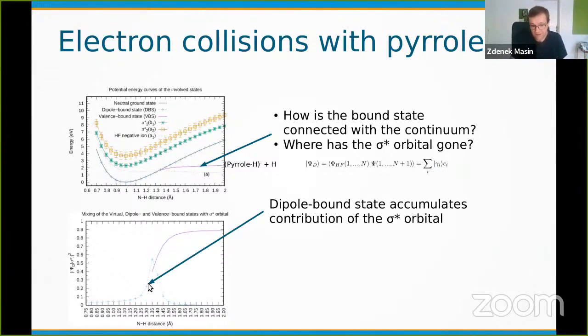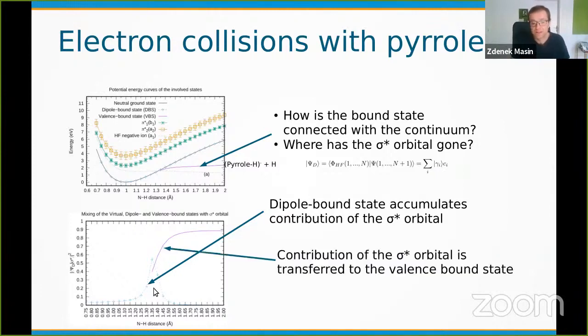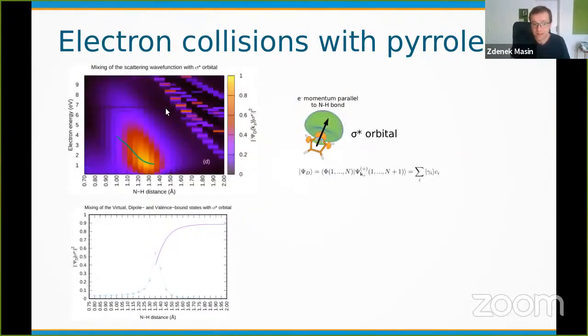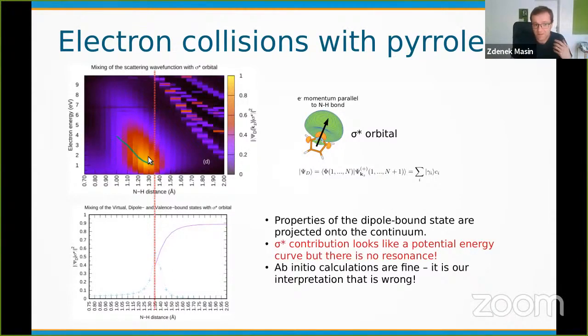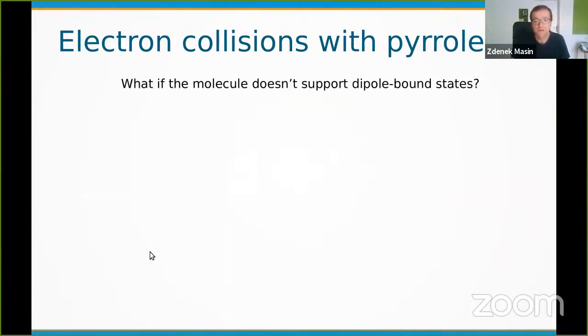And we see that it's actually the dipole bound state which accumulates the contribution of the sigma star orbital, and that is then transferred to the valence bound state. And we can also see how the sigma star orbital is reflected in the continuum. We see that there is a sigma star orbital that contributes to the continuum, which looks as if there was a resonance, but there is no resonance, because we saw in the calculations that there is no such resonance state. So in fact, this feature in the continuum is nothing else but a reflection of the dipole bound state that's present in the system. So our ab initio calculations are fine. It's only our interpretation of the process that was wrong.